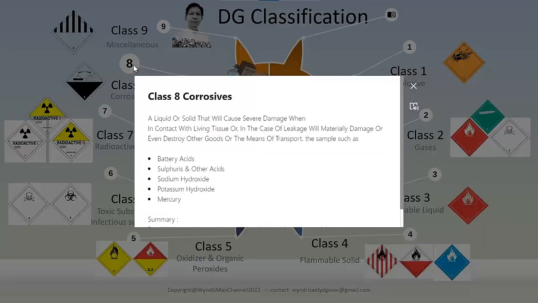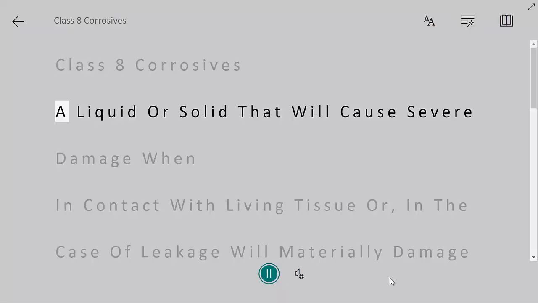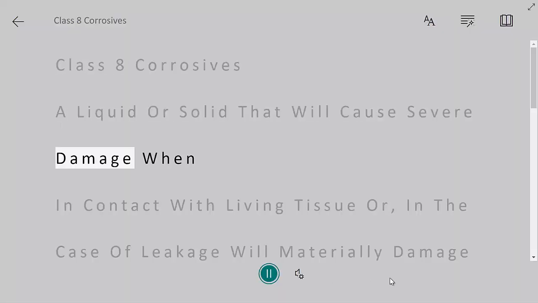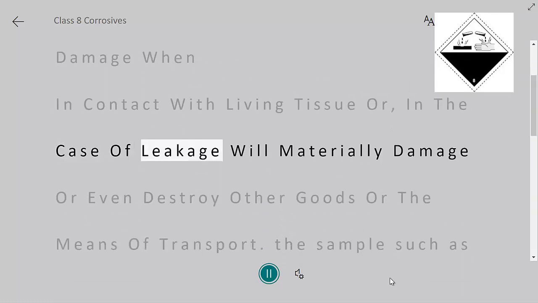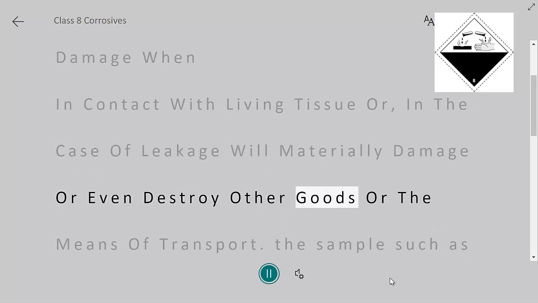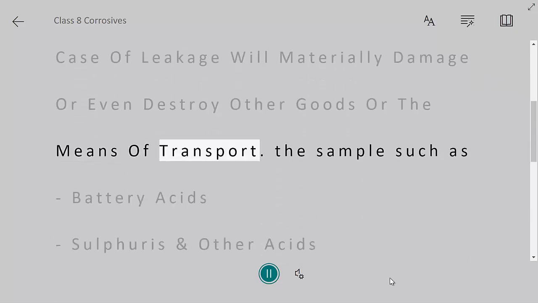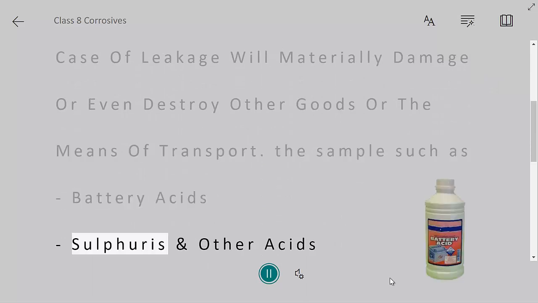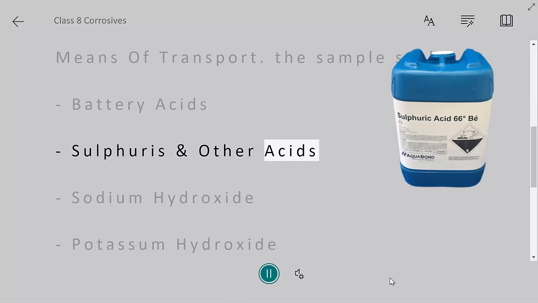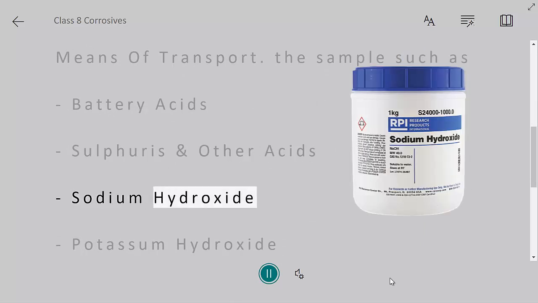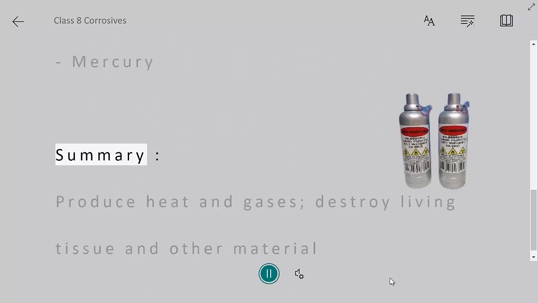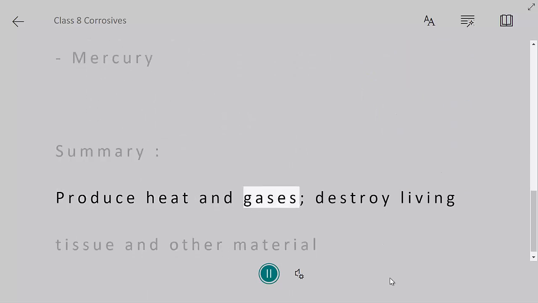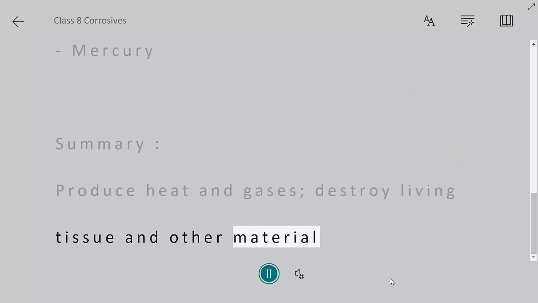And Class 8. Class 8 corrosives. A liquid or solid that will cause severe damage when in contact with living tissue or, in the case of leakage, will materially damage or even destroy other goods or the means of transport. Examples are battery acids, sulfuric and other acids, sodium hydroxide, potassium hydroxide, mercury. Summary. Produce heat and gases, destroy living tissue and other material.